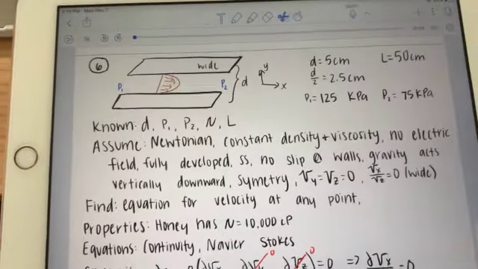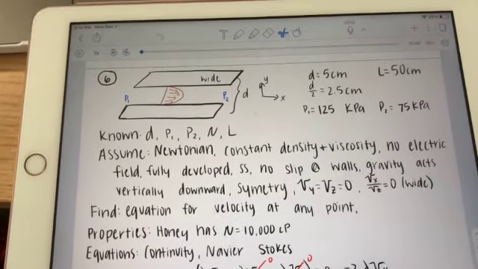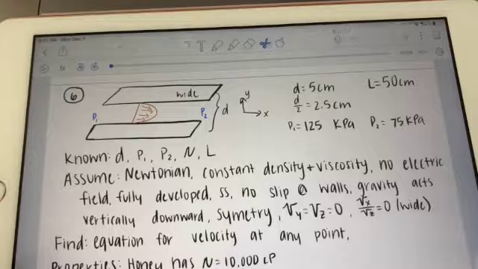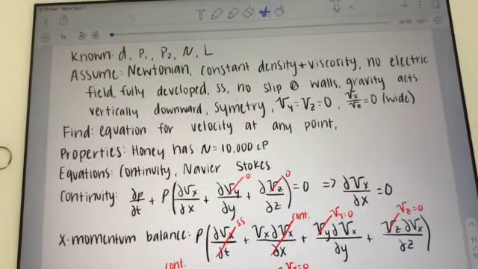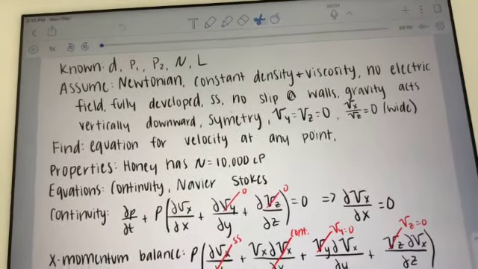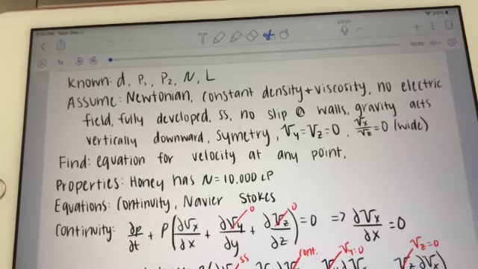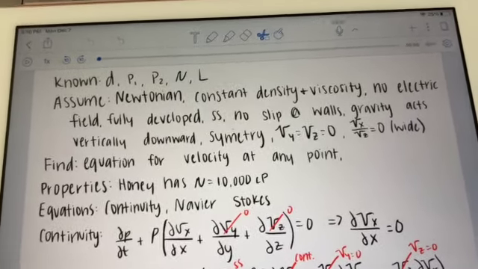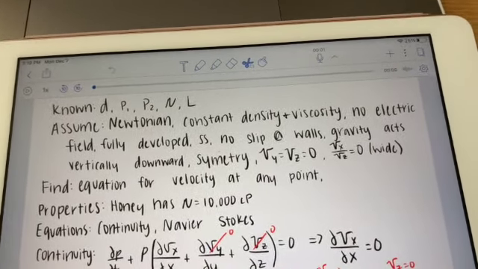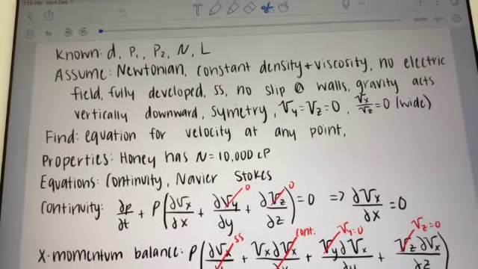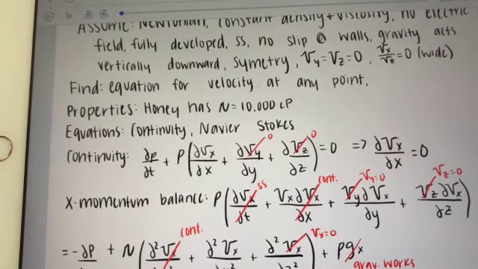So here's our picture. We know our diameter, we know our pressure at points 1 and 2, we know the viscosity of the honey, and we know the length that we're figuring this out over. So we're assuming Newtonian, constant density and viscosity, no electric field, fully developed, steady state, no slip at the walls, gravity acts vertically downward, and it's symmetrical. The velocity in the y and z direction equals 0 because it is fully developed, and the derivative of velocity with respect to z equals 0 because it is wide. So we're trying to find the equation for velocity at any point. Our known property is that honey has a viscosity of 10,000 centipoise.